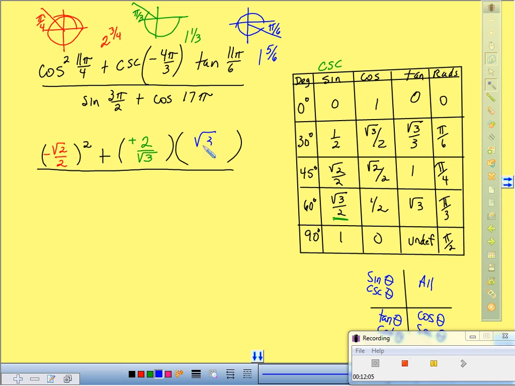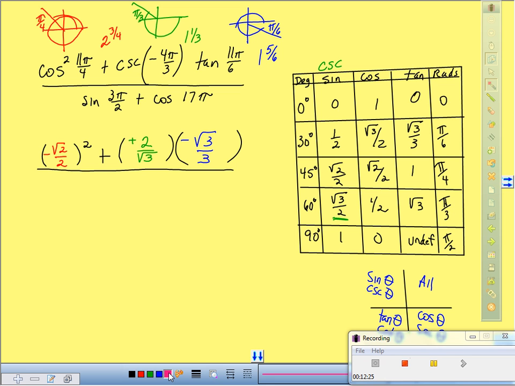Now, is it positive or negative in the fourth quadrant? Hopefully somebody out there is shouting, it's negative. Now, we will come back in a little bit and simplify all the numbers here. For right now, I just want to get them evaluated, then we'll worry about the algebra to simplify them. So we're going to move on down to the denominator.